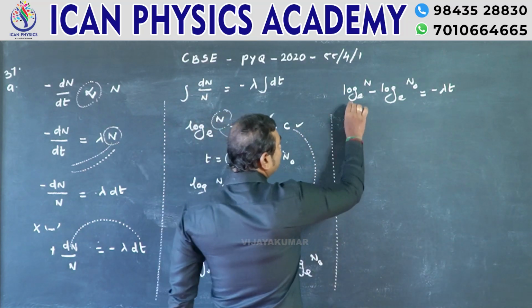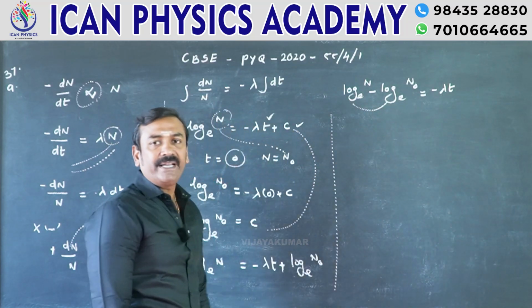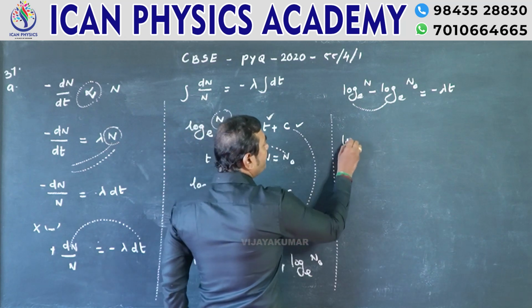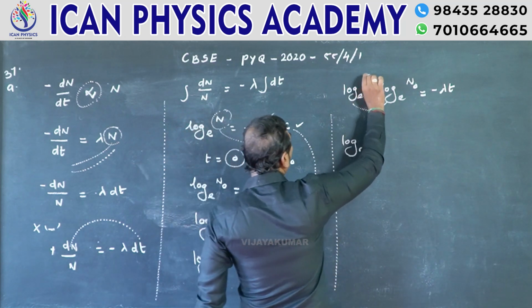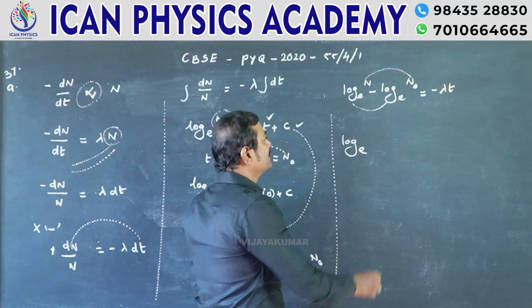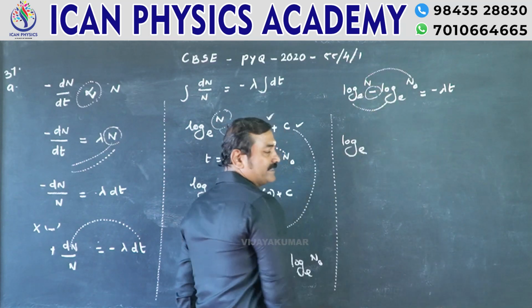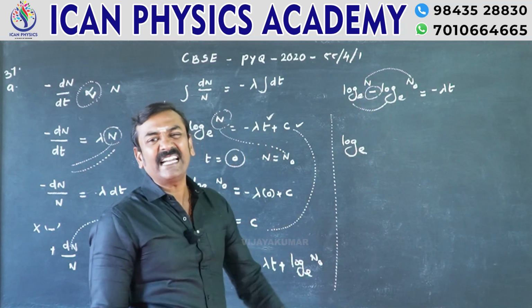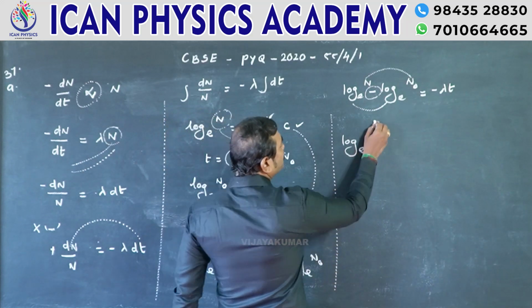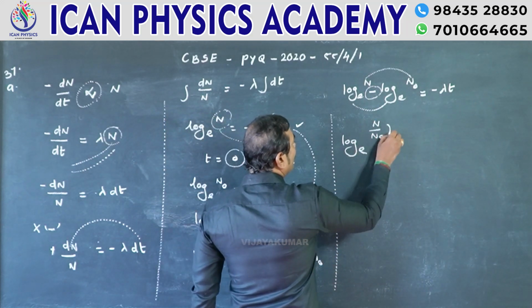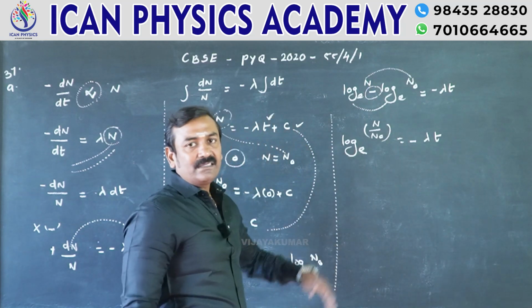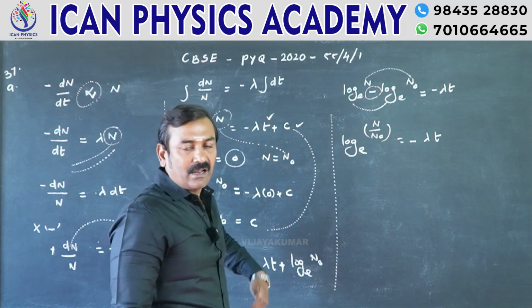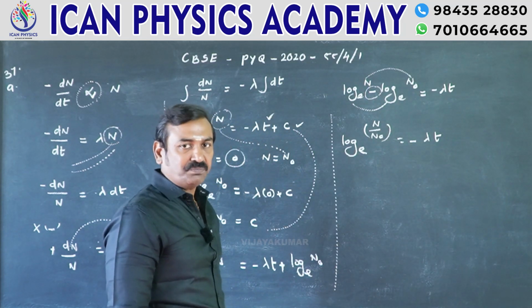In both terms we have log base e, so log base e is taken as common. Now what happens to N and N naught? Here we have the minus sign, so we can write it as a division. How can we write it in division? That is log of N by N naught equal to minus lambda t. Now it is in log form, so the log form is converted into exponential form.